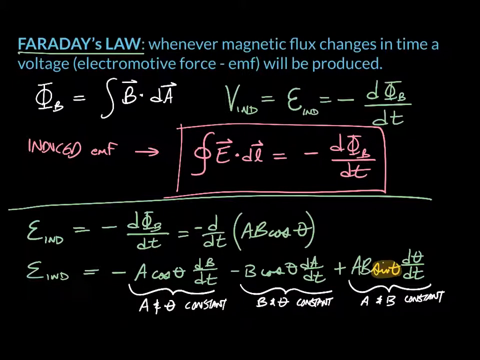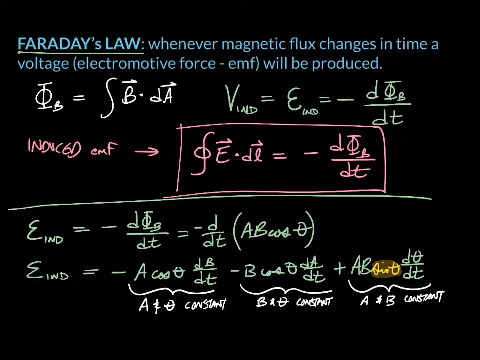if you only have one thing changing in the system, then you only have one term for your induced voltage. So if you hold two things constant and let the other thing change, then your induced voltage equation only has one of these terms. If you let two things change, then your induced voltage equation will have two non-zero terms. And if you let all three things change, the area of the loop, and how much area of the loop is in the field.